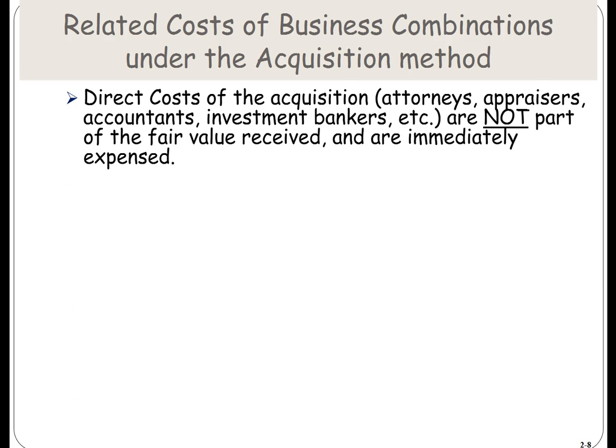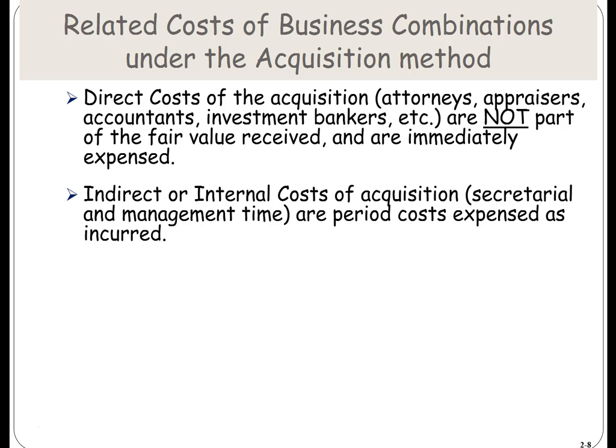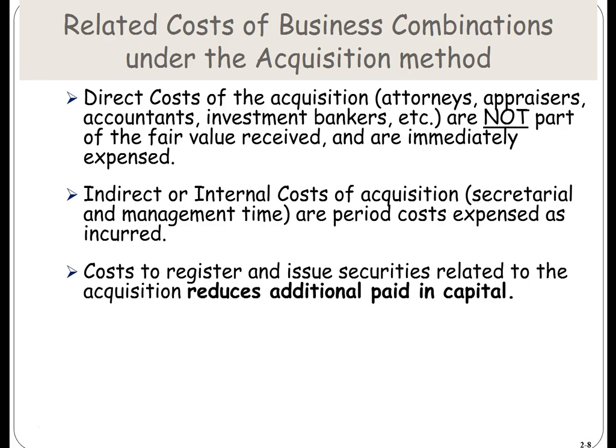Related costs. Direct costs of the acquisition are not part of the fair value received and are immediately expensed. This is anything you spend outside the company. Indirect or internal costs are period costs. Costs to register and issue securities are treated as a debit to additional paid-in capital.